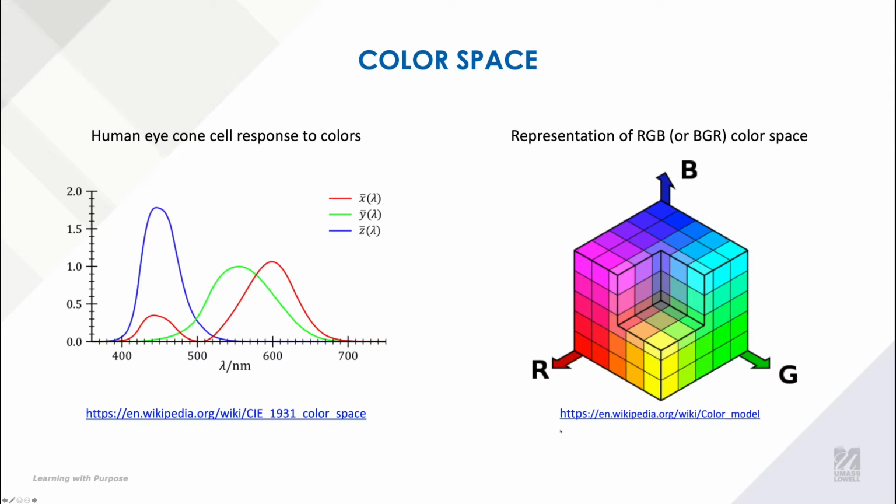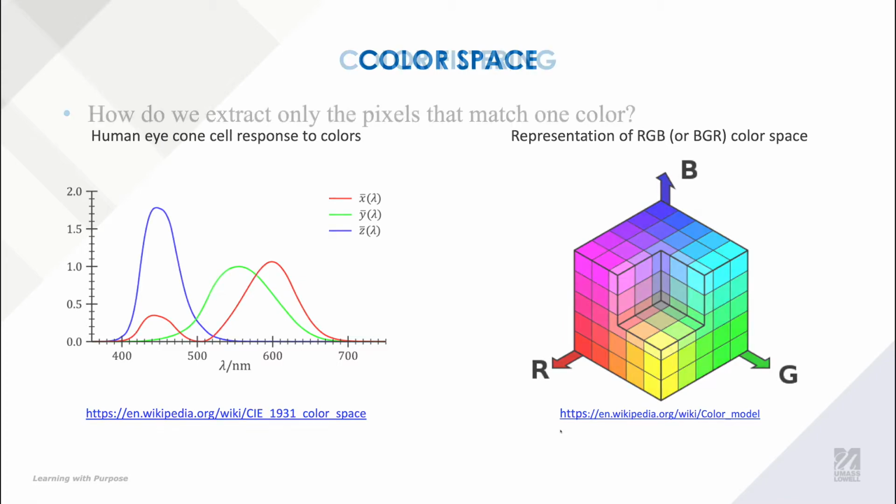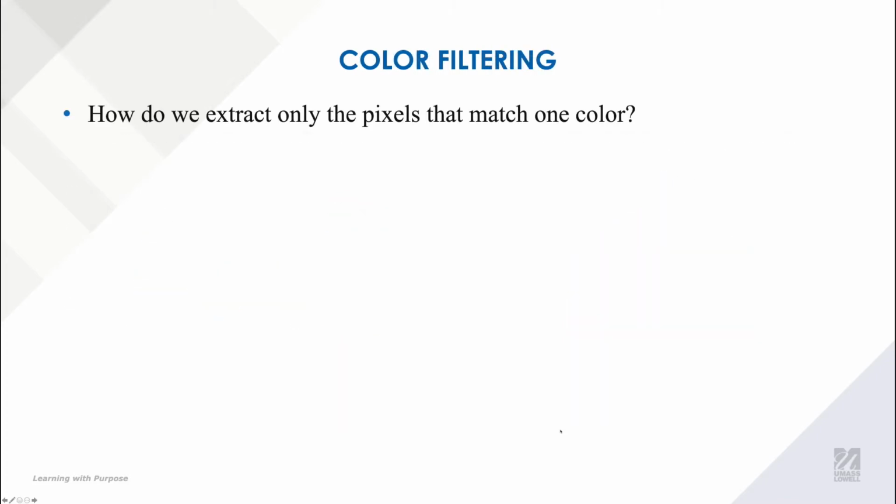So let's try this out for the purposes of robotics. Let's take this example. How do we extract only the pixels that match one color in an image? Well, we go through the image and we threshold based on the RGB value of each pixel. So we go through pixel by pixel and say, is this red enough, green enough, and blue enough to match the threshold that we're looking for, and give an output for that.